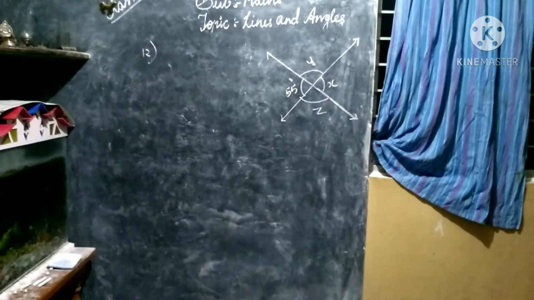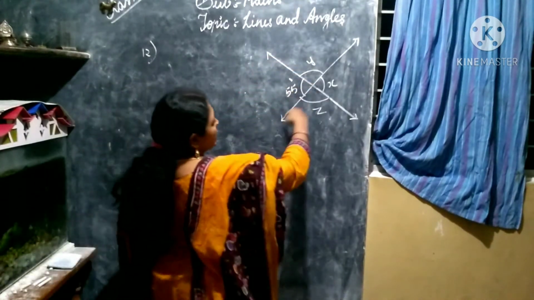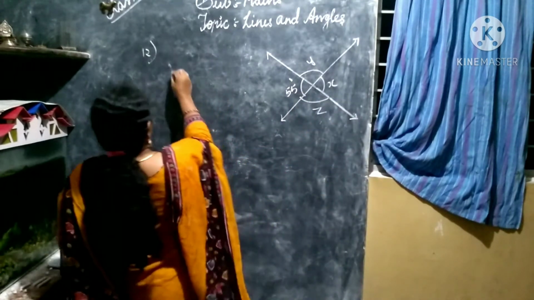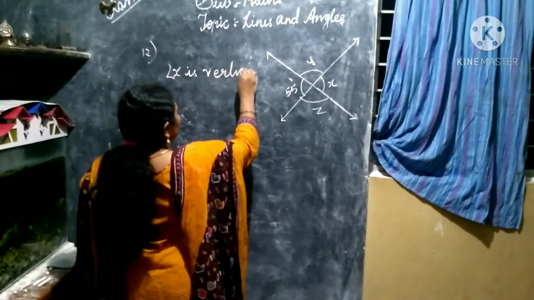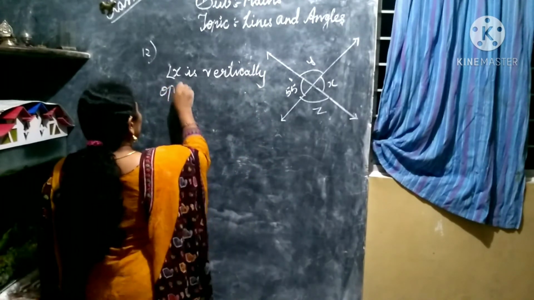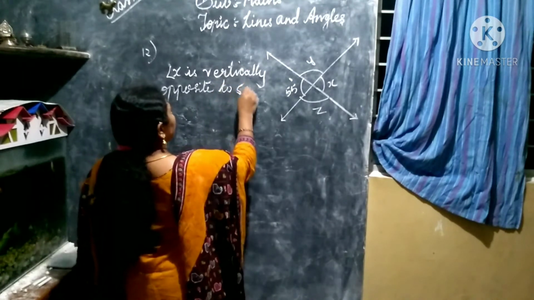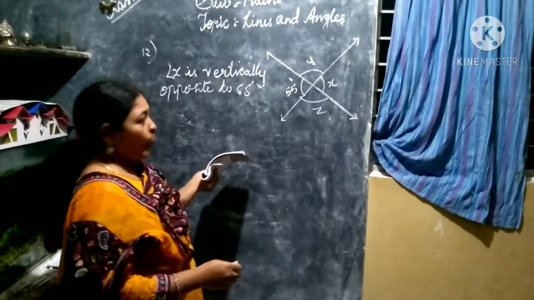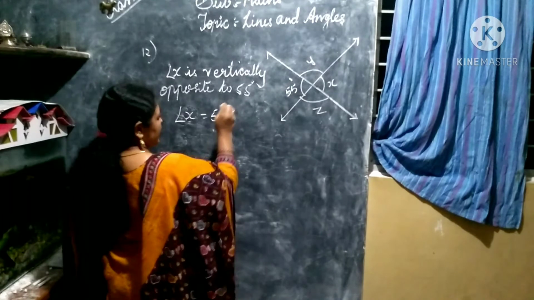Now look at these two angles here. This 55 is vertically opposite to x, isn't it? Angle x is vertically opposite to 55 degree. Therefore, since vertically opposite angles are equal, angle x is equal to 55 degree.